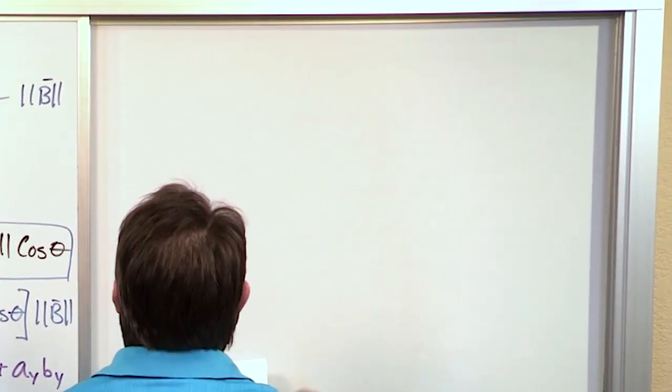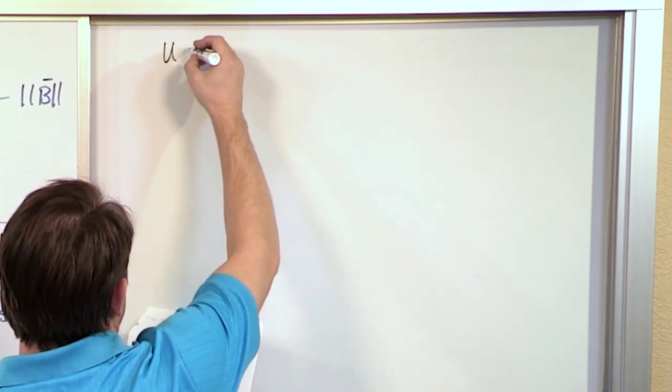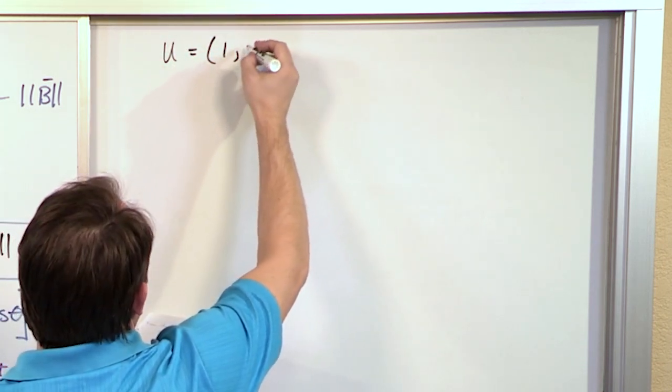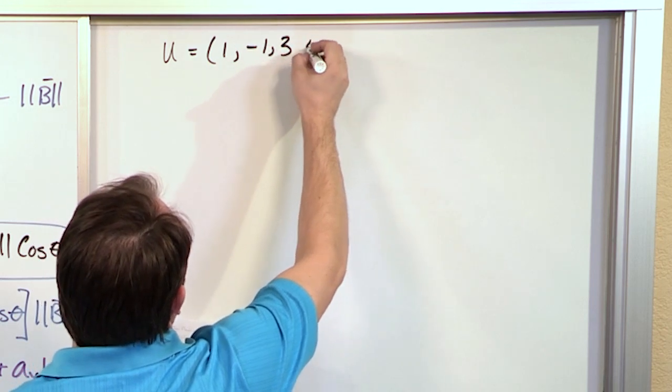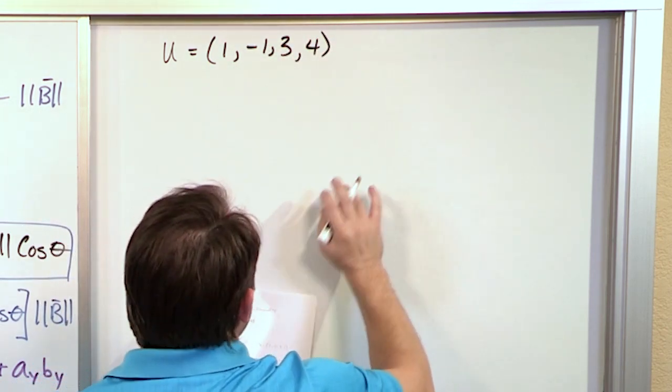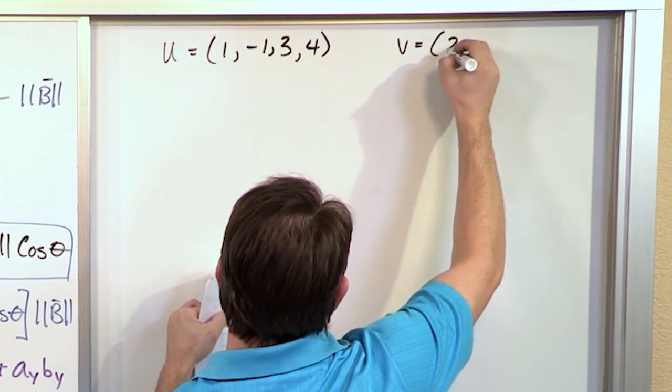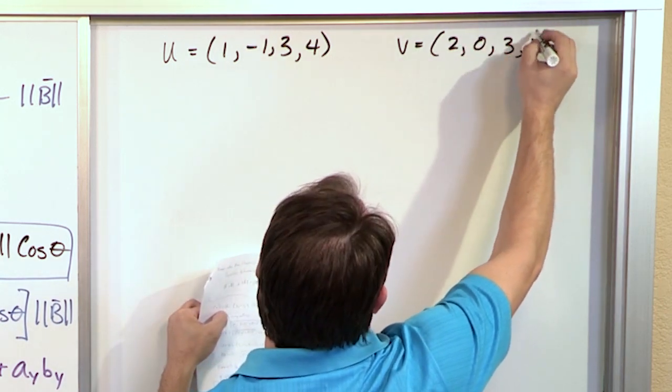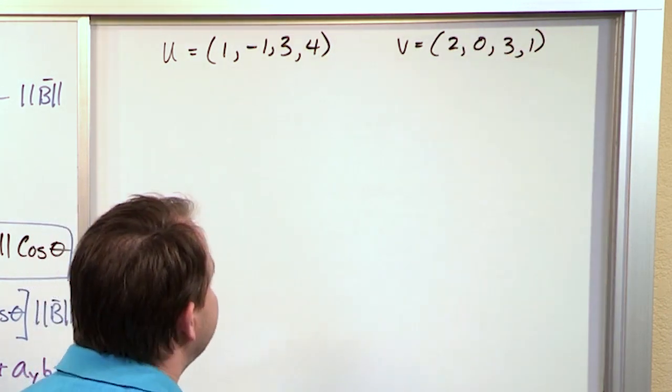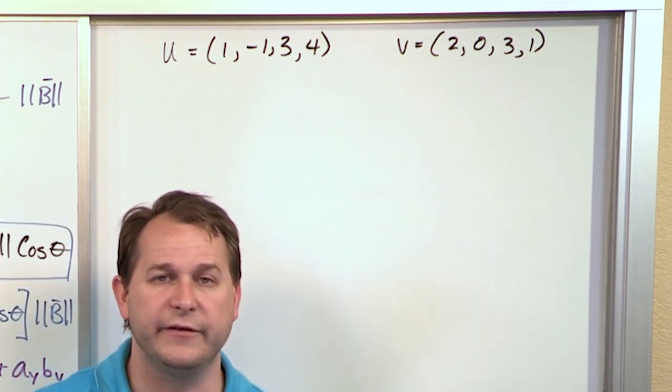So let's say we have vector U, and that's going to be 1, -1, 3, and 4, right? And vector V, 2, 0, 3, 1. Again, we're not in three-dimensional space here. We have 4 numbers, so this is 4-dimensional space.